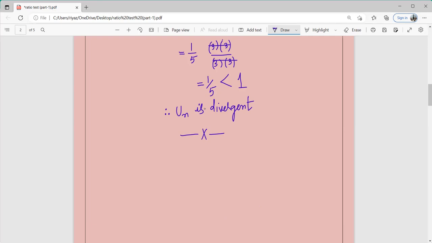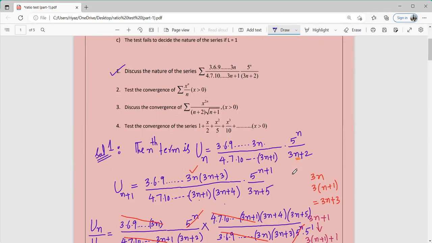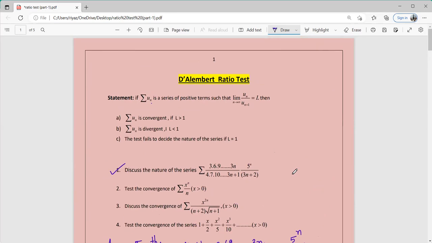Okay. Any doubt in this problem? No doubt, sir. Which problem we did? Question number 1 we did. Yes, question number 1 in this D-Alembert ratio test. मैं आपकी कन्वीनियंस के लिए एक बार D-Alembert ratio test का स्टेटमेंट फिर से पढ़ दे रहा हूँ. एक बार आप देख लीजिए.